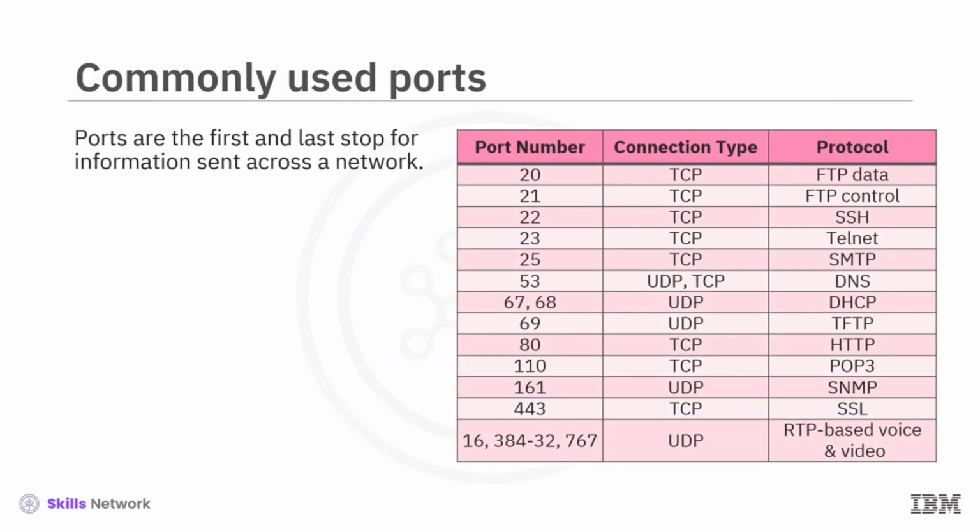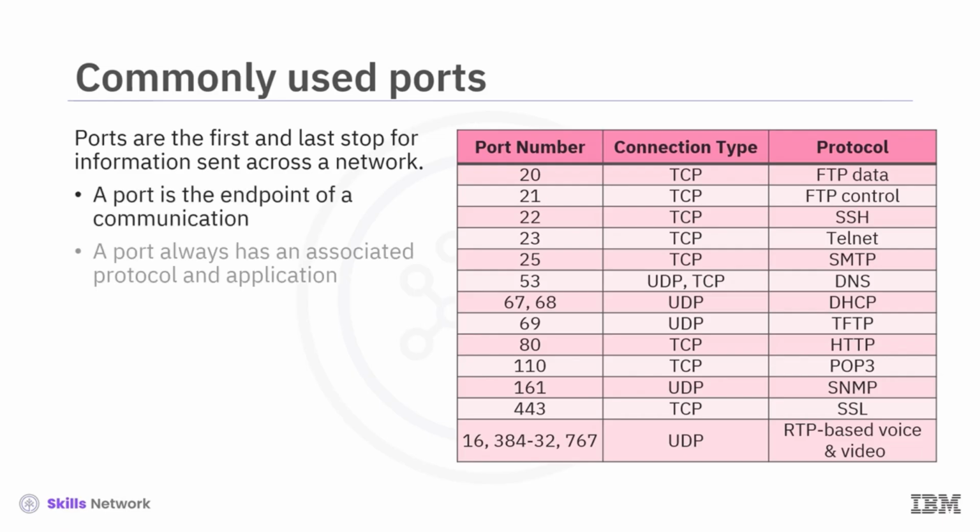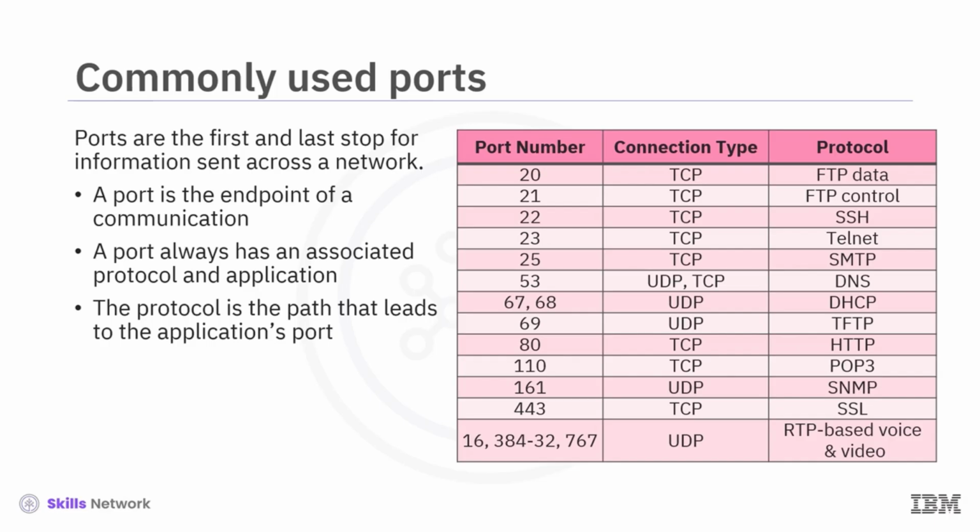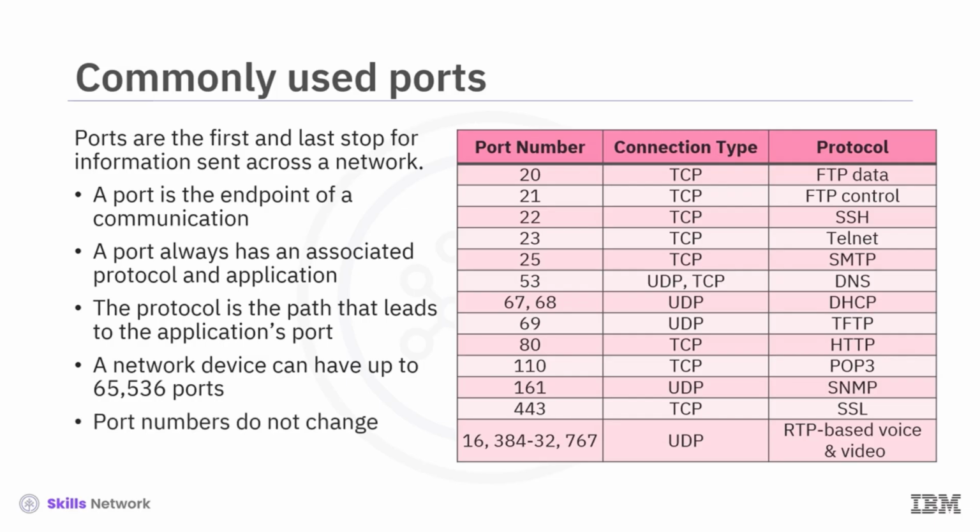Ports are the first and last stop for information sent across a network. A port is a communication endpoint. A port always has an associated protocol and application. The protocol is the path that leads to the application's port. A network device can have up to 65,536 ports. Port numbers do not change.